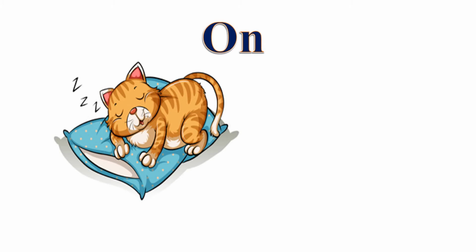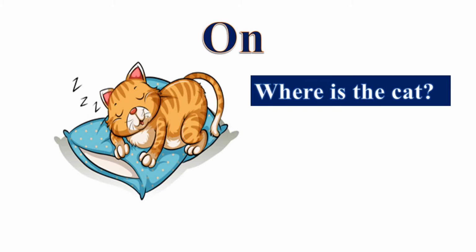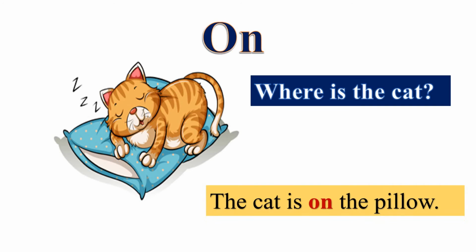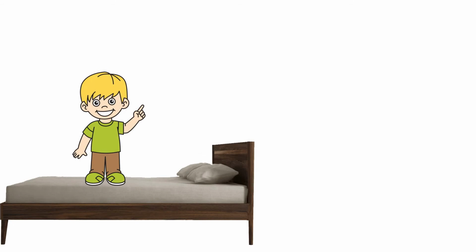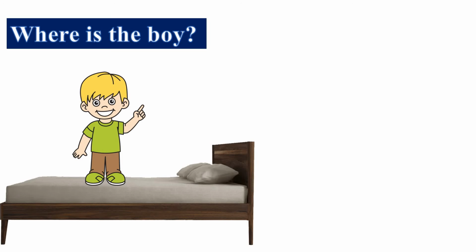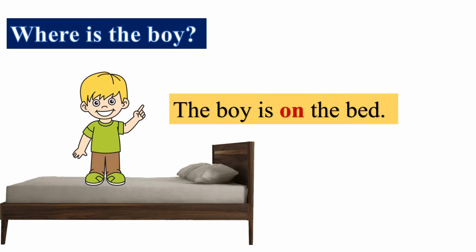Look at this picture. Where is the cat? Yes, correct. The cat is on the pillow. On is a preposition. Next, look here. Where is the boy? Yes, the boy is on the bed.